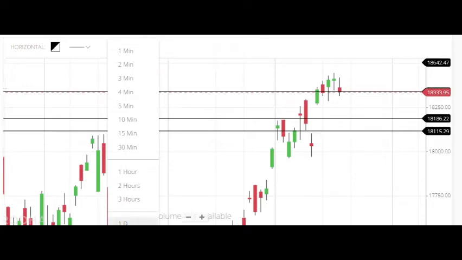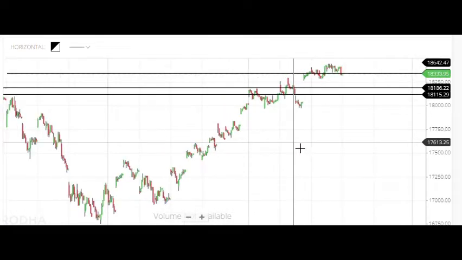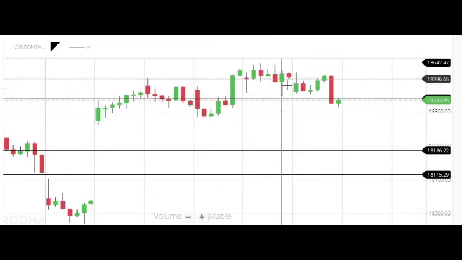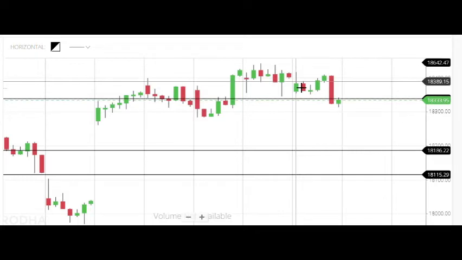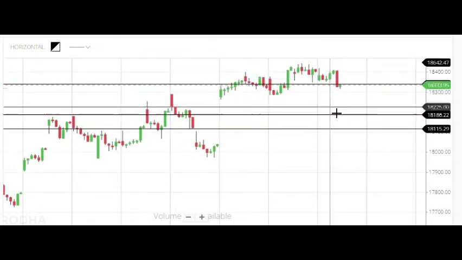Let's look at the hourly chart. Definitely a consolidation going on right now. Today was particularly not a very encouraging day, but nothing. This just says that hold on, you have some patience.